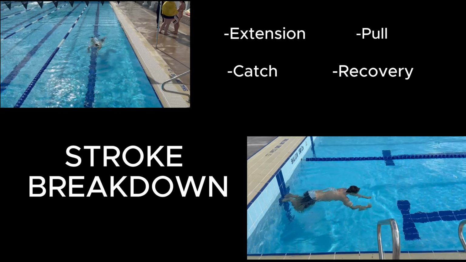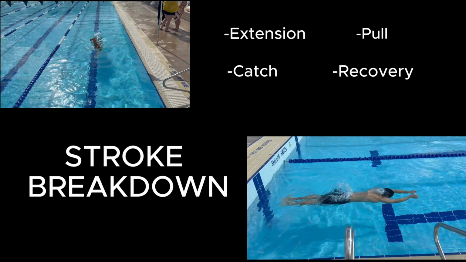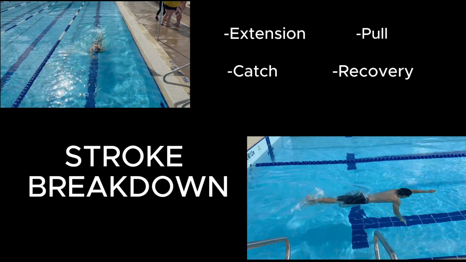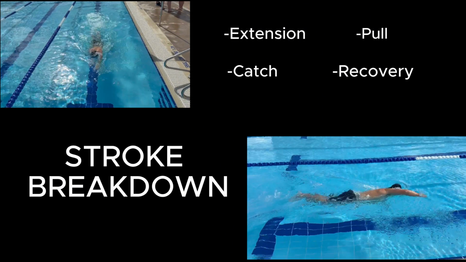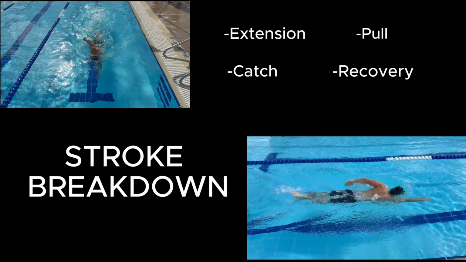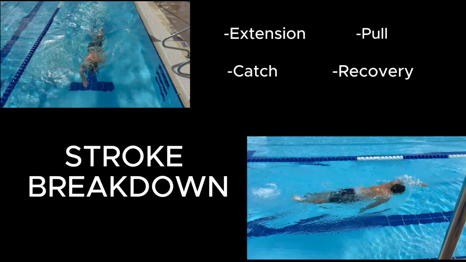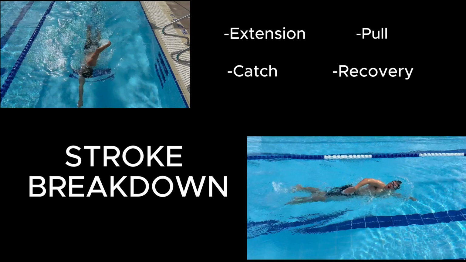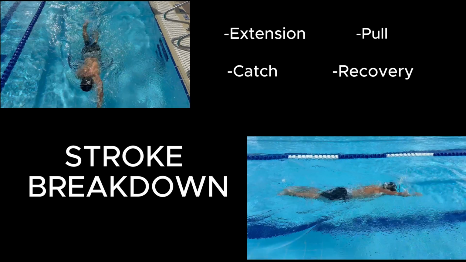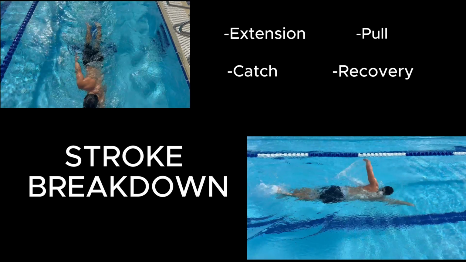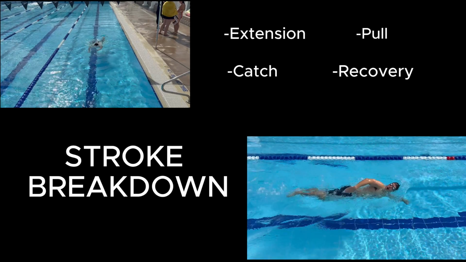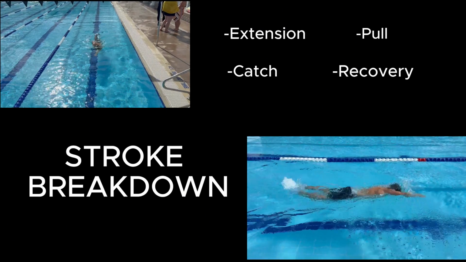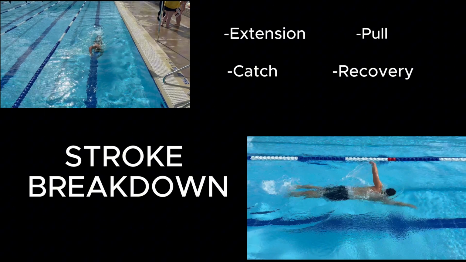Extension. Hand to enter the water at a 45-degree angle with your middle finger leading, and then extend fully through the shoulder. Catch. Reposition your hand and forearm to face backward with a high elbow forming an early vertical forearm. Pull. Pull straight back toward your feet with a high elbow, finishing the stroke as your hand passes your hip. Recovery. Bring your arm over the water with a high elbow and begin the next powerful stroke cycle.